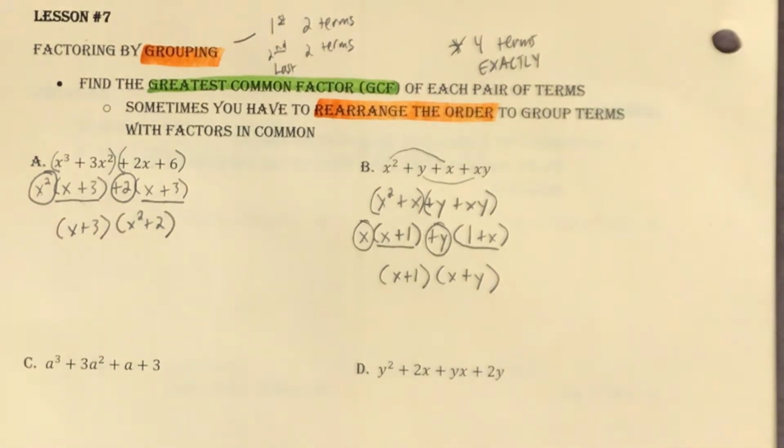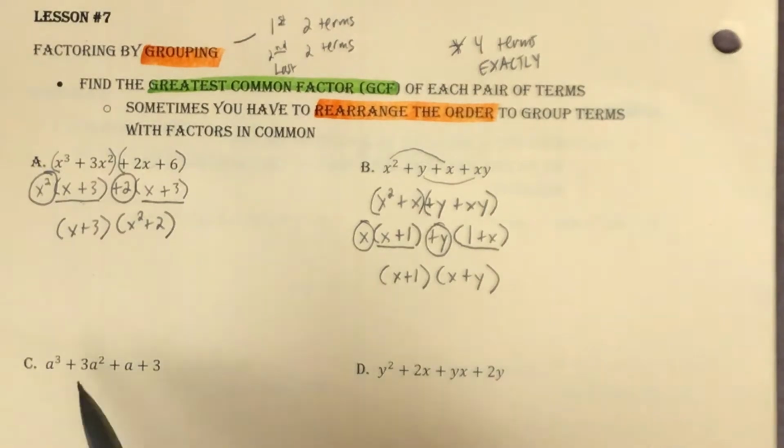What about a plus 3? Does that have something in common other than 1? No, it doesn't. So in that case, I'm going to choose to rearrange this. Now, technically, I want to be clear, you could work with it as it is, but it can get kind of confusing when the greatest common factor is 1. So we're going to rearrange to make sure that we have a greatest common factor other than 1.